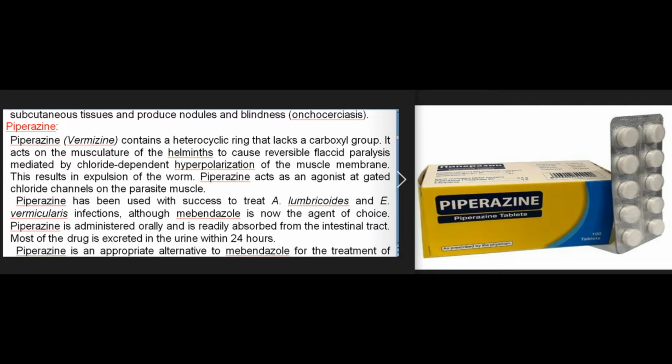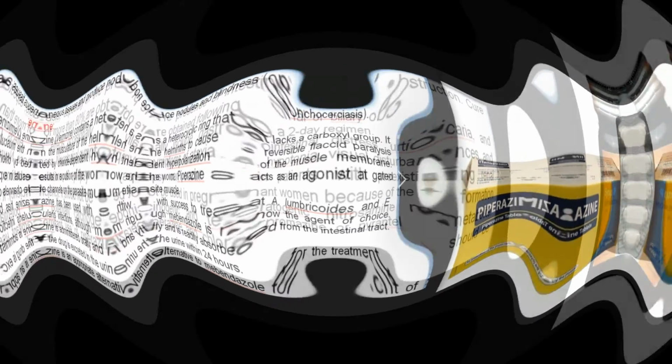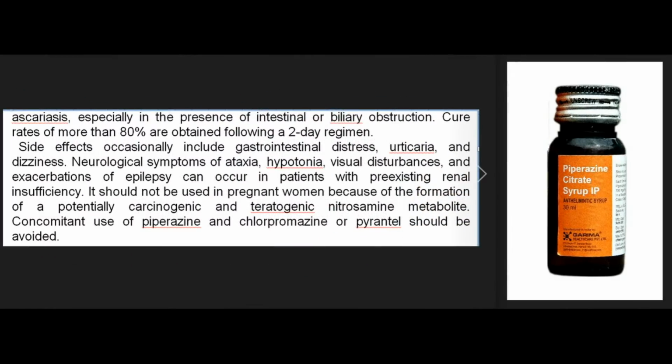Most of the drug is excreted in the urine within 24 hours. Piperazine is an appropriate alternative to mebendazole for the treatment of ascariasis, especially in the presence of intestinal or biliary obstruction. Cure rates of more than 80% are obtained following a 2-day regimen. Side effects occasionally include gastrointestinal distress, urticaria, and dizziness.